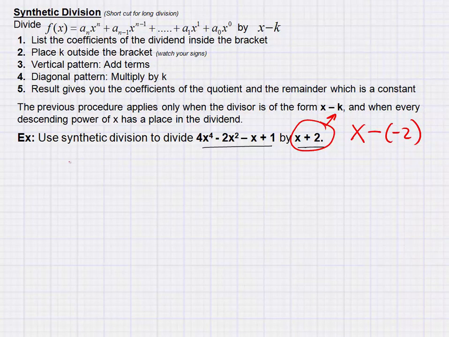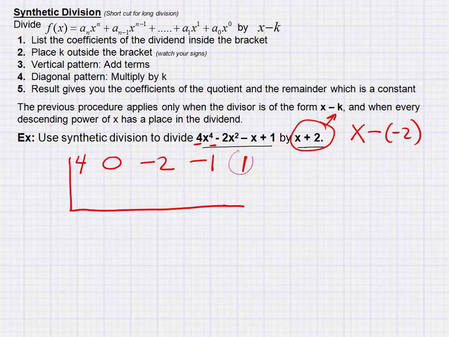So what I'm going to do is take my dividend, and place it inside, but just the coefficients. I have a 4. I don't have a cube, so I'm going to put a 0, a minus 2 for my x squared, a minus 1 for my x, and a plus 1 for my constant. You want to make sure that anything that's missing has a 0 in for it, even if your constant is the one that's missing, okay? If there's no constant on the end, you would put a 0 on the end.